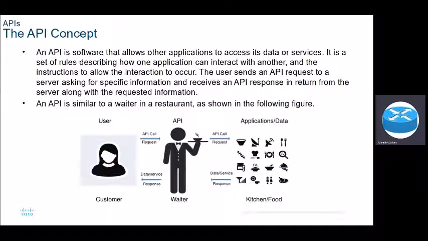So an API is similar to a waiter in a restaurant, as shown in the figure before. So you have the user, and then you have the waiter that is what moves the messages from the user to the kitchen and then back again. So the API is like that.